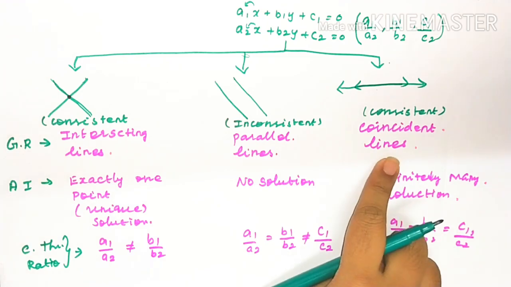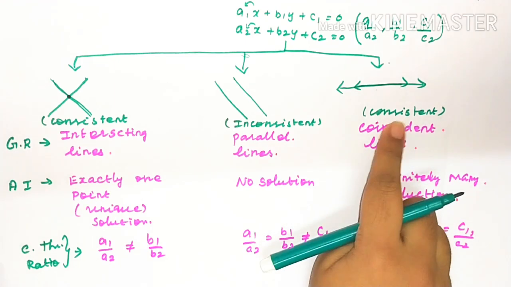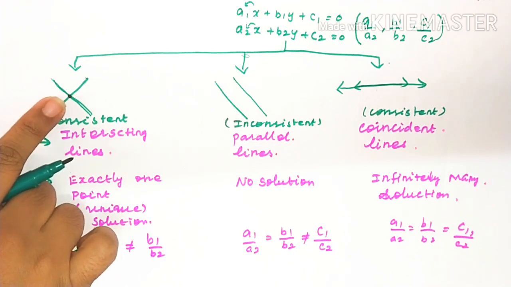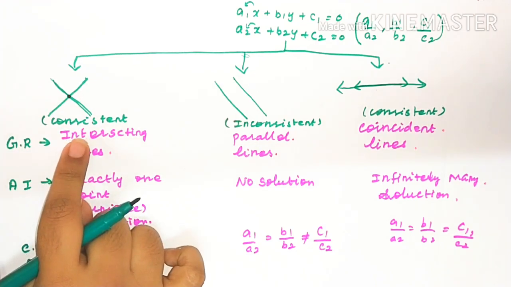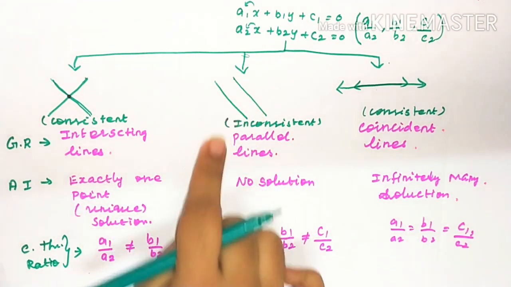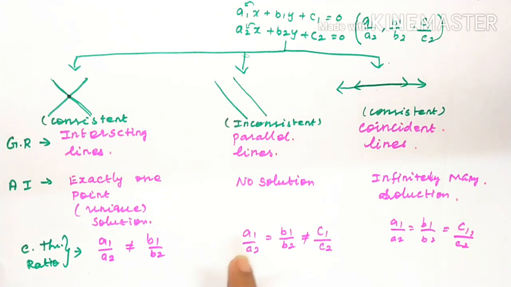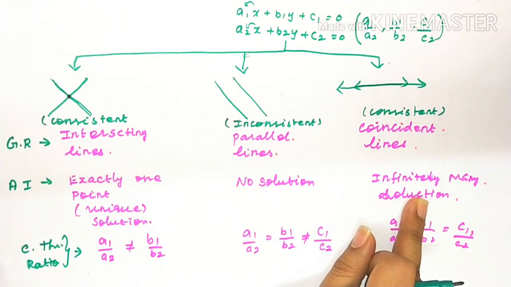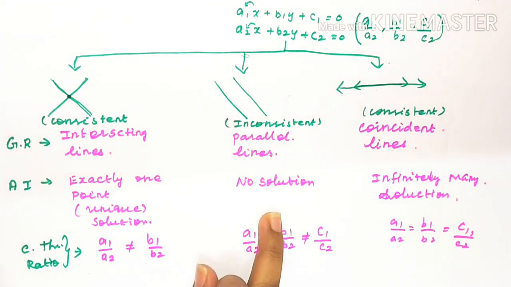See here, one line lying on another line means you will get many solutions, so we can say it is consistent. Both lines intersecting at a point also gives only one solution, so it is consistent. But with parallel lines you will never get a solution, so we can say it is inconsistent. So consistent means a unique solution or infinitely many solutions, and inconsistent means parallel lines.